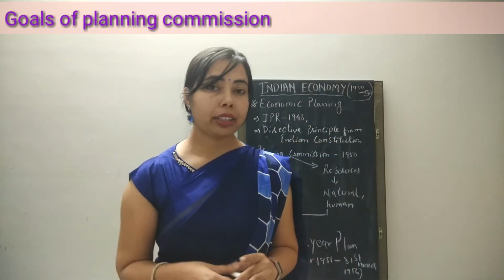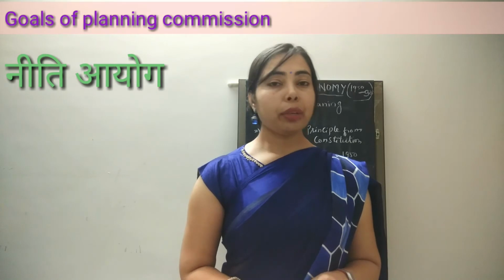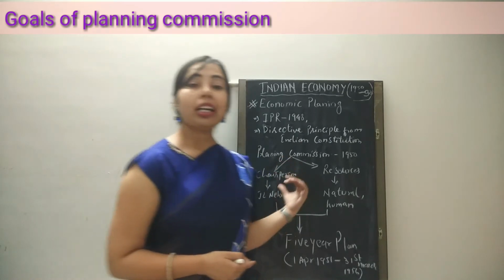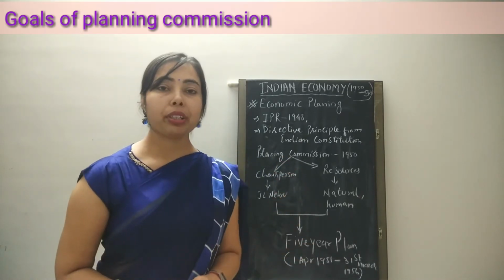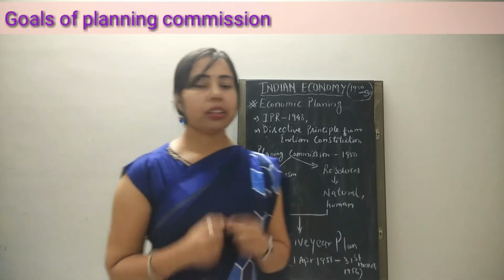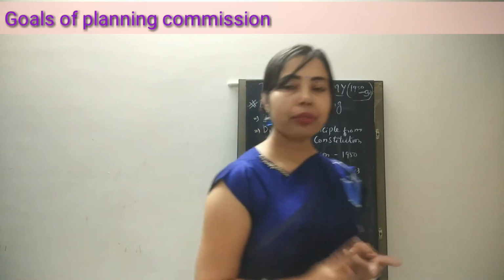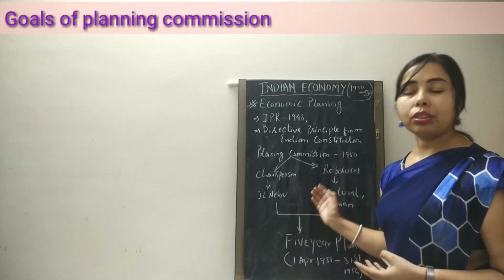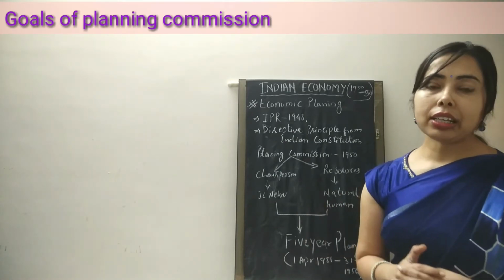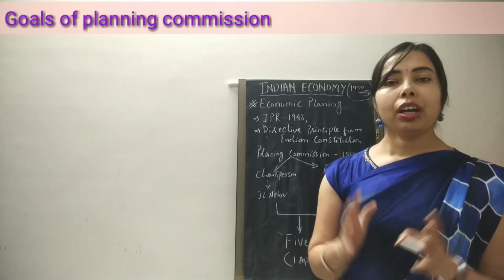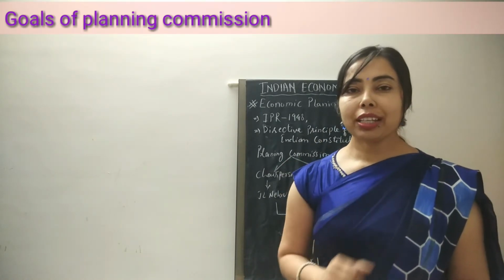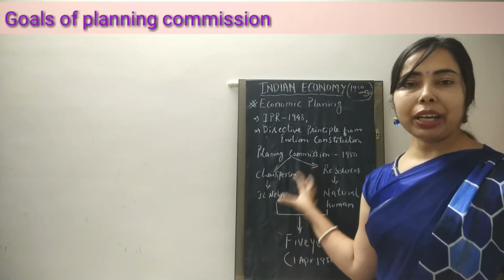That commission's name is Planning Commission. Yes, we all know currently it is known as Niti Aayog. The chairperson of the Planning Commission was Mr. J.L. Nehru, Jawaharlal Nehru, our first prime minister. And we had only two resources, natural resources and human resources. So under this Planning Commission, with these two resources, it was finalized how we are going to make our economic system. So what was the outcome of this Planning Commission?